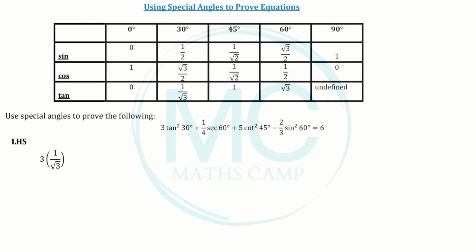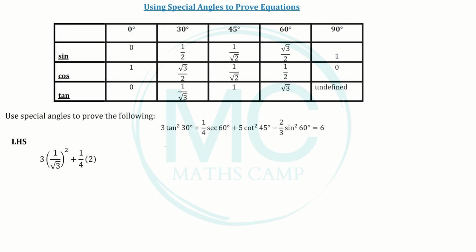Let's close the bracket. We're looking at tan squared, so let's square this, plus 1 over 4. Now we need sec 60 degrees. We know that sec is the reciprocal ratio of cos, and in our table, we can see that cos 60 is 1 over 2. So let's flip it, and for sec 60 degrees, we get 2. We can put this in a bracket as well.